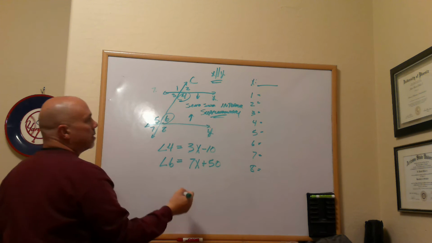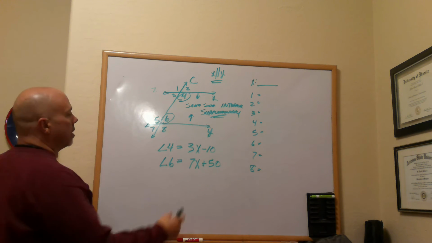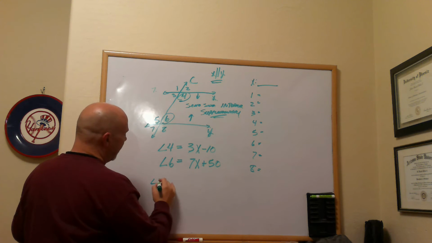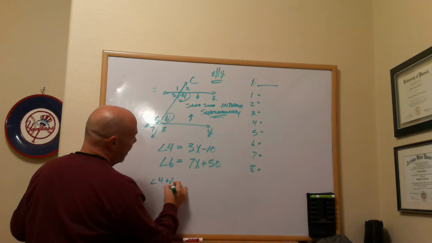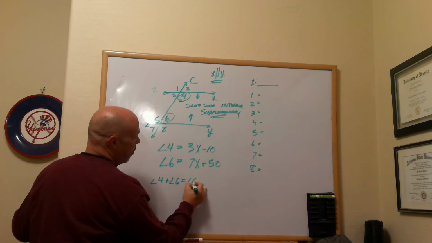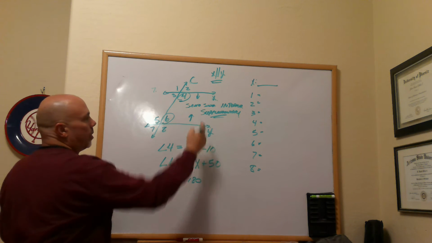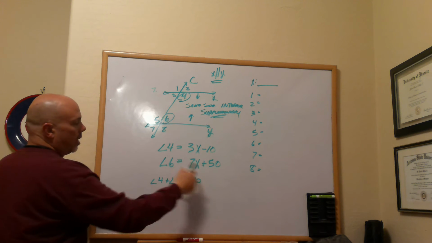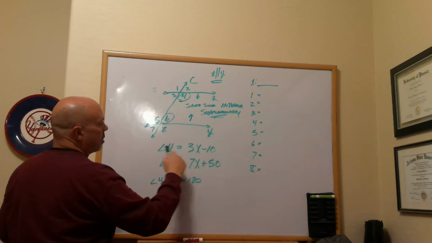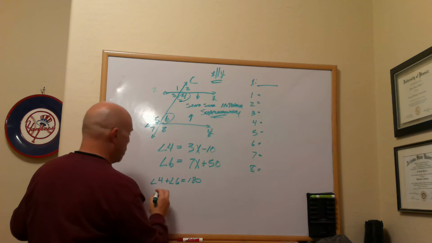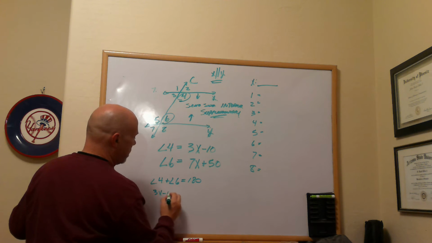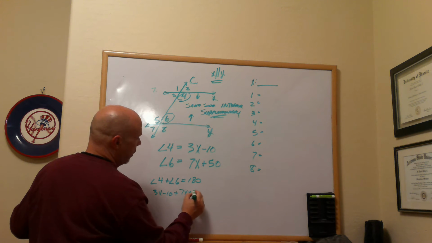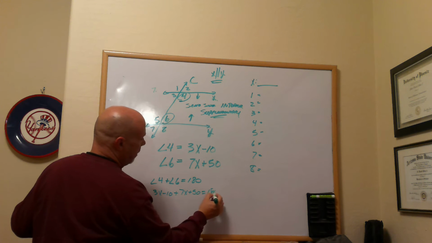So now that I know that, I can set up my equation to solve for x. What I'm going to do is say that angle 4 plus angle 6 has to equal 180 degrees. That's my definition of supplementary. So now I'm just going to substitute those expressions for angle 6 and for angle 4. I'm going to rewrite it as 3x minus 10 plus 7x plus 50 equals 180.